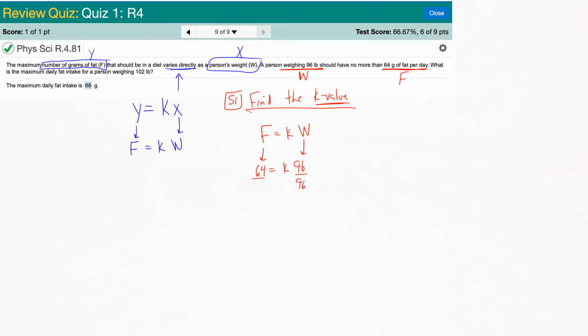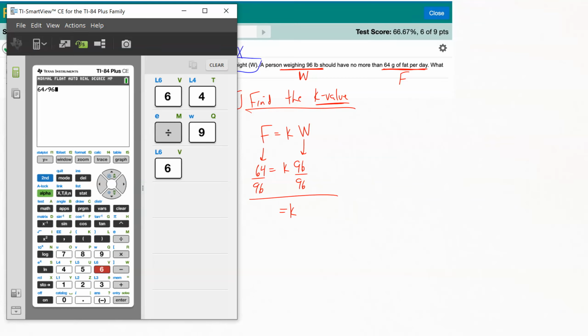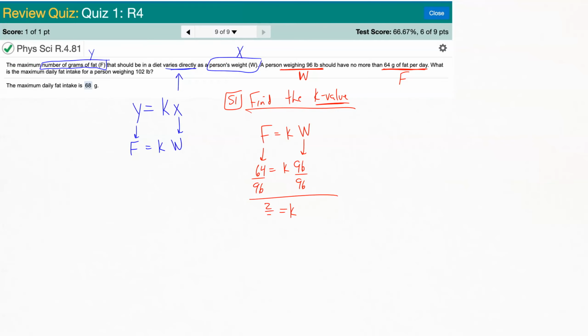So we're going to divide by 96, divide by 96. We get k equals, and then we're just going to pop that into our calculator. We'll do 64 divided by 96, and that gives us this long decimal. And anytime I see a decimal like that, I just hit math and then hit number one, fraction, and it'll take that and turn that into a fraction for me. So that's really 2/3, which is much easier to work with than that long decimal.